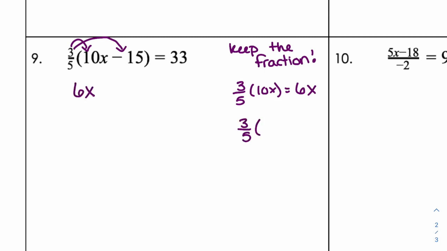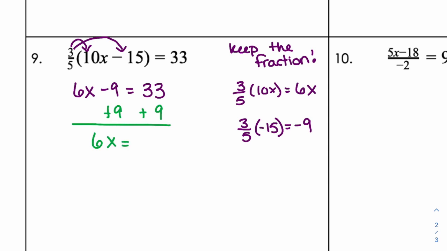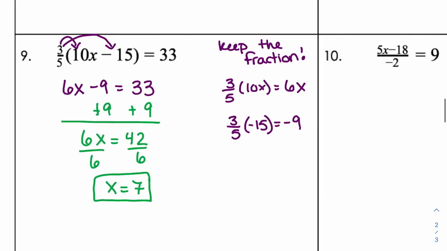And then we have 3/5 times negative 15. You get negative 9, so this is minus 9 equals 33. I'm going to add 9 to both sides. So 6x equals, let's see, 42 divided by 6, x equals 7. And again, you should be checking all of these in the original equation. I'm not, just for the sake of time, but you should.